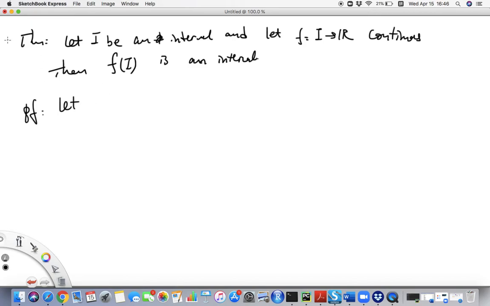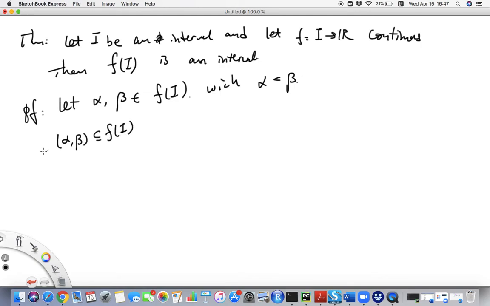Because we just saw the characterization of intervals theorem, we try to use that. Okay, so here's the proof. Let alpha and beta be in f of I with alpha less than beta. So what we want to show is that the interval (alpha, beta) is in f of I. If we show that, then we showed this set f of I has the property that we just mentioned in the previous theorem. So f of I is an interval.